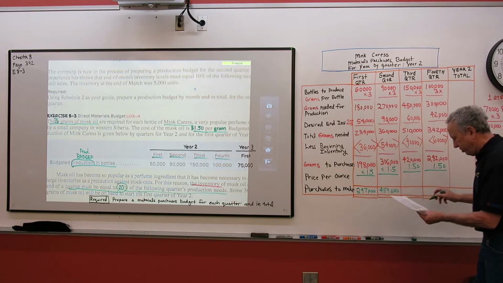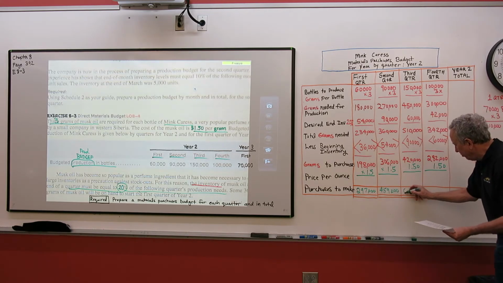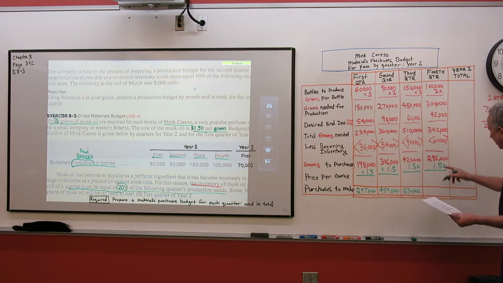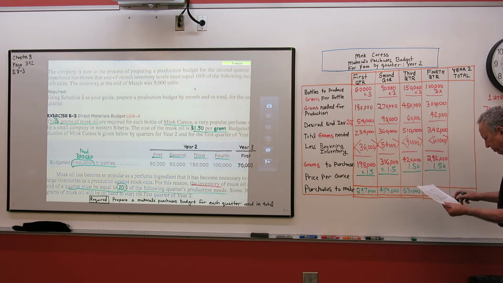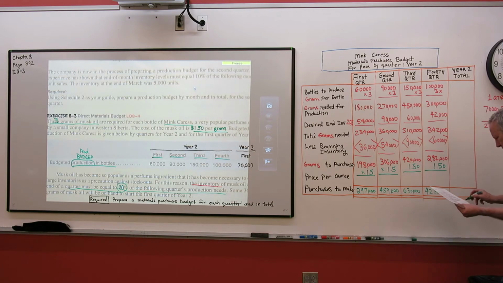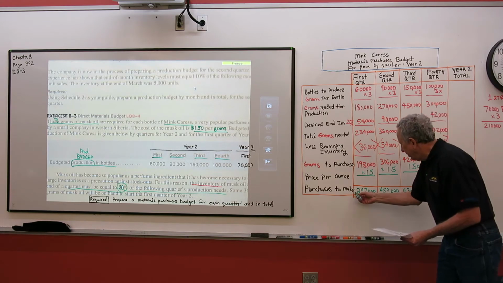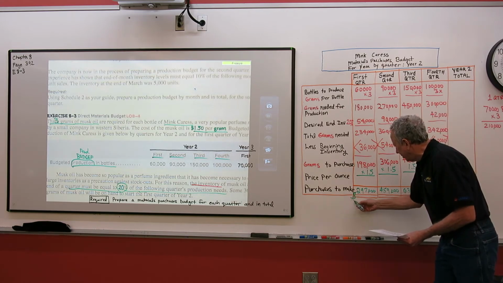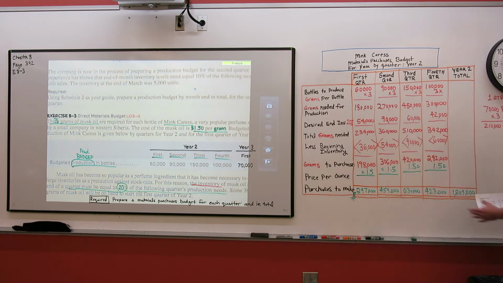These are in dollars now. This is going to be $630,000. This is 282. That's going to be $423,000. And these should all add up to $1,809,000 for the entire year. This is by quarter, and these again are dollars. If you multiply those out.